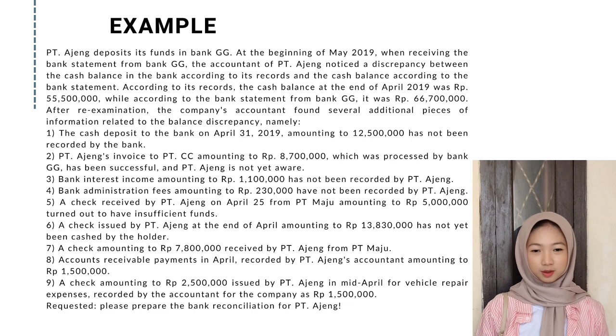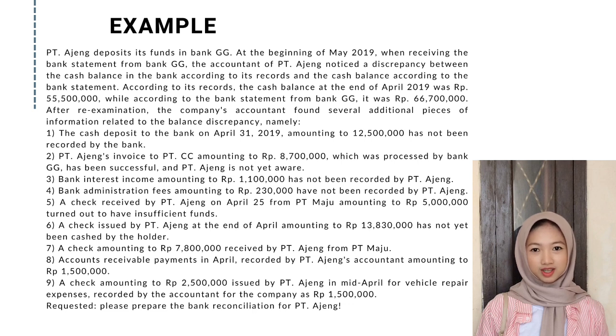The cash deposit to the bank on April 31, 2019, amounting to 12,500,000 has not been recorded by the bank. 2. PT Ajeng's invoice to PTCC amounting to Rp 8,700,000, which was processed by Bank GG, has been successful, and PT Ajeng is not yet aware. 3. Bank interest income amounting to Rp 1,100,000 has not been recorded by PT Ajeng. 4. Bank administration fees amounting to Rp 230,000 have not been recorded by PT Ajeng.